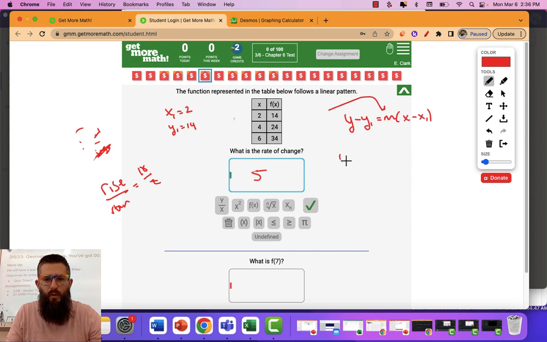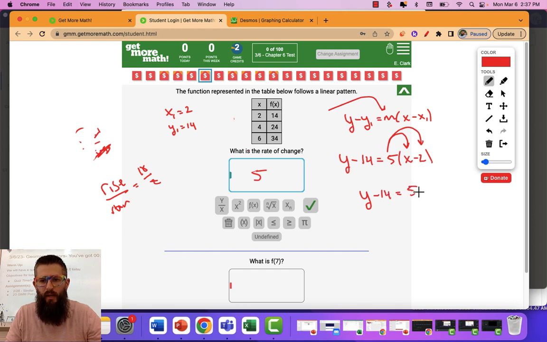So what we can do is we can take this y minus 14, set that equal to 5 times x minus 2. Now anytime you set up point-slope form, the same process happens next. After you set it up, you're going to distribute the slope to each of those terms. So we have y minus 14 is equal to 5 times x is 5x minus 5 times 2, which is 10. Now the last thing we want to do is we want to add 14 to both sides of the equal sign, just so we can isolate the y variable. And we have this equation right here. y is equal to 5x plus 4.